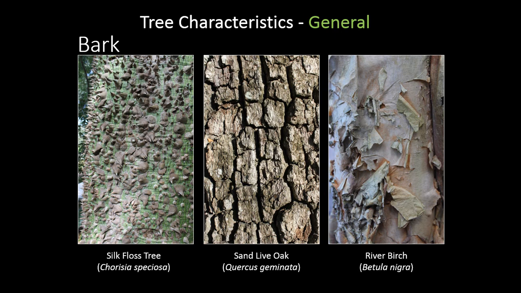Bark can be a very defining feature. If anyone's seen a silk floss tree, the tree on the left here, it just has this beautiful metallic green bark and is often spotted with these really dark, sharp, but rounded thorns.